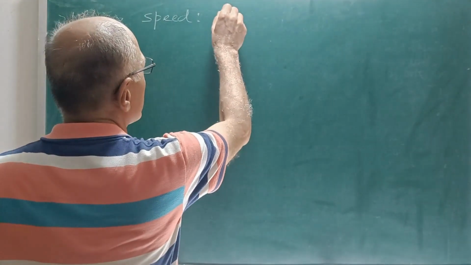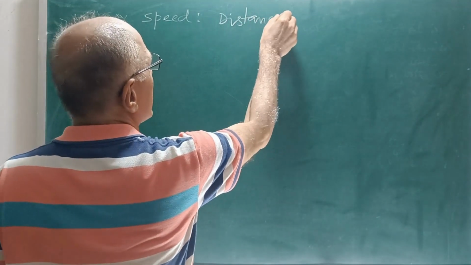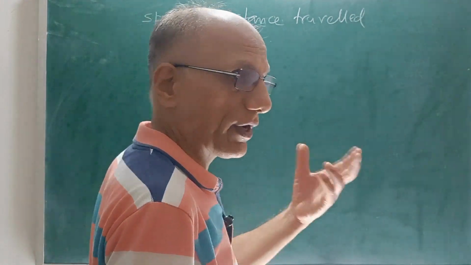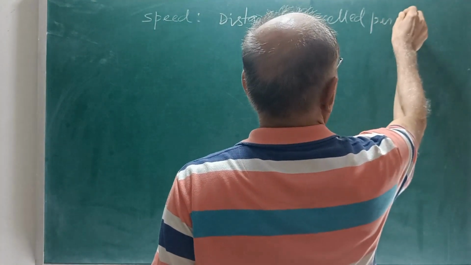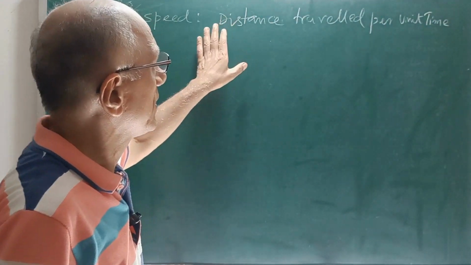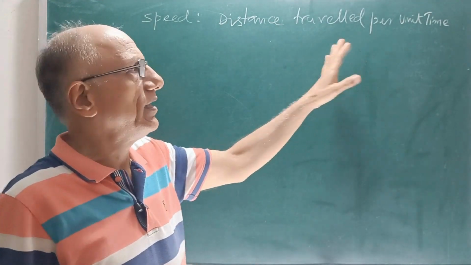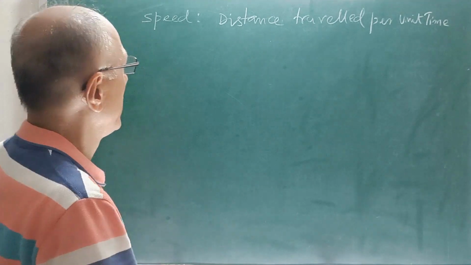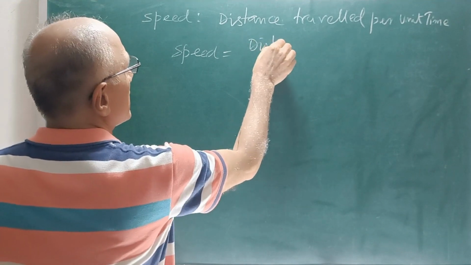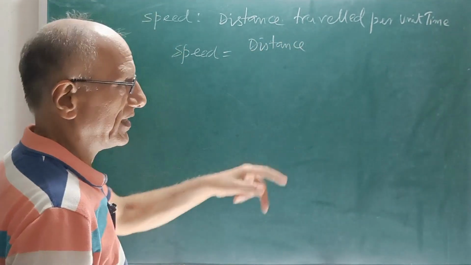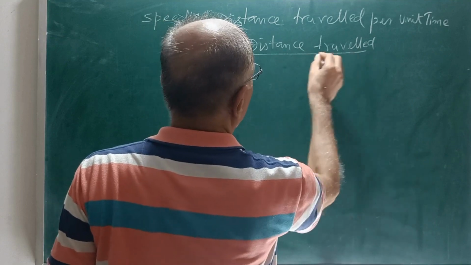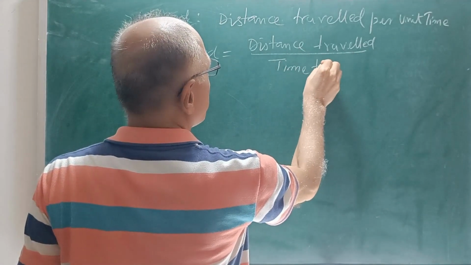So speed is distance traveled per unit time. That means it may be distance traveled in 1 second, or distance traveled in 1 hour. So we have the formula: speed equals distance traveled upon time taken.